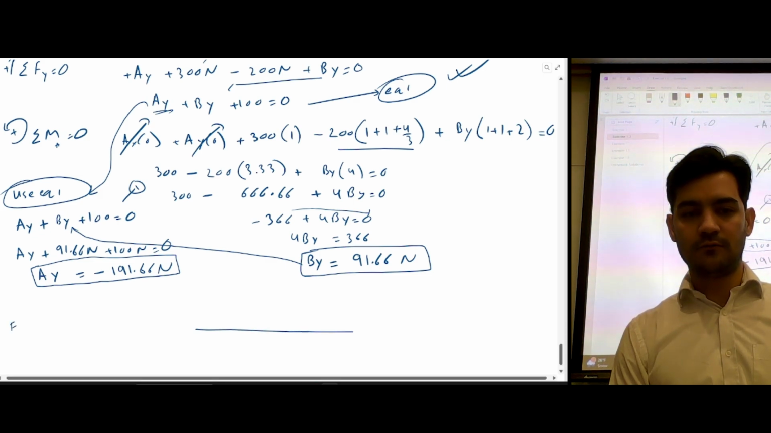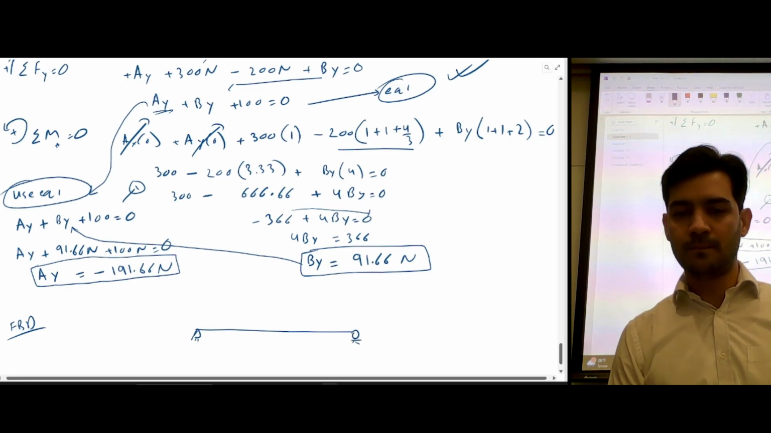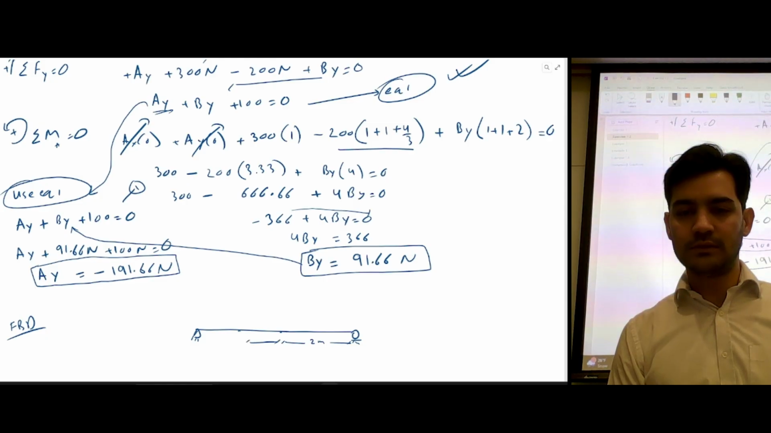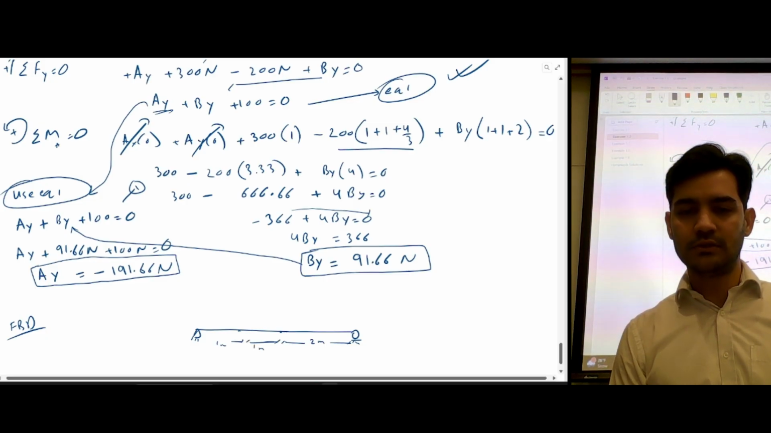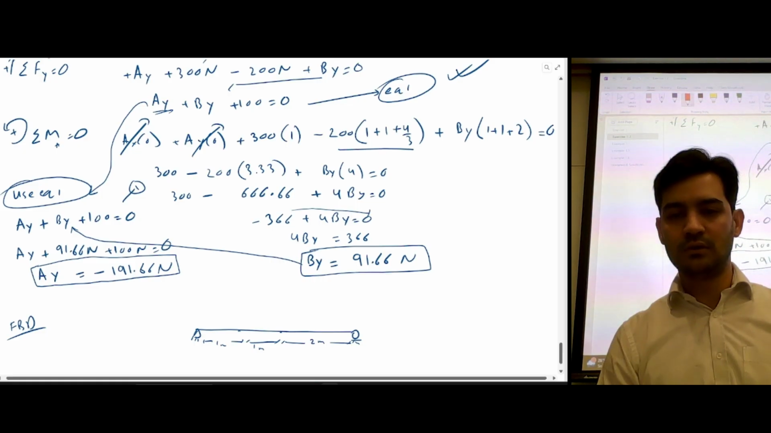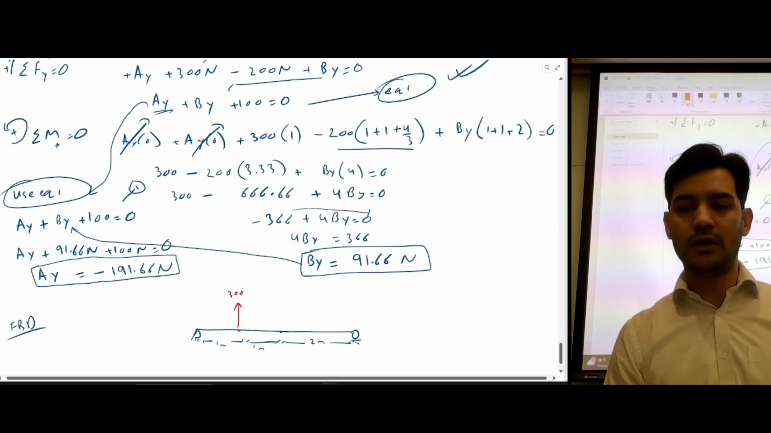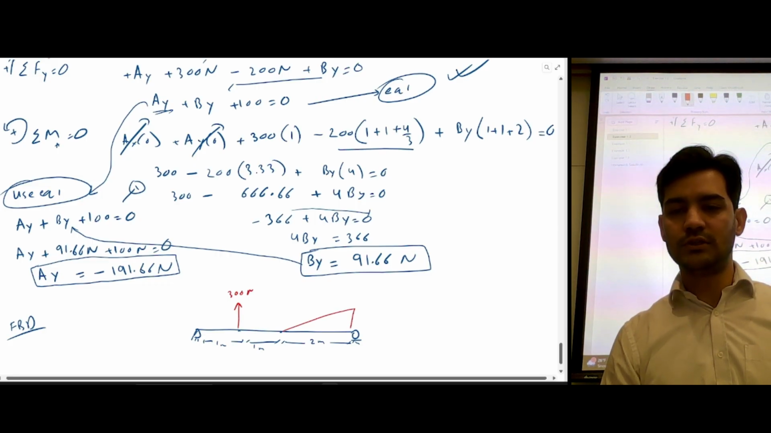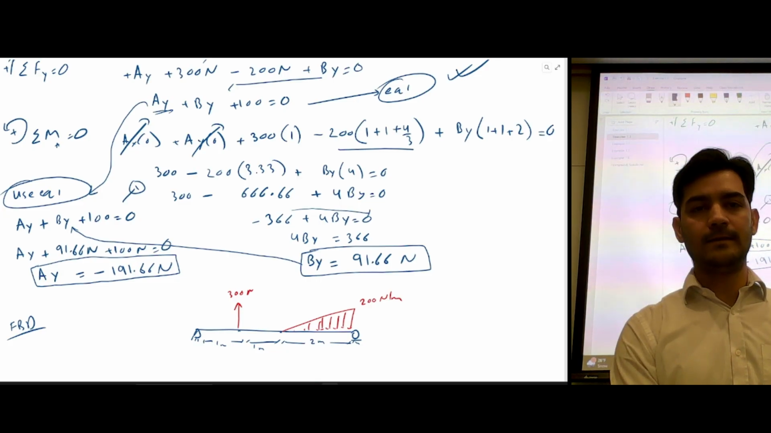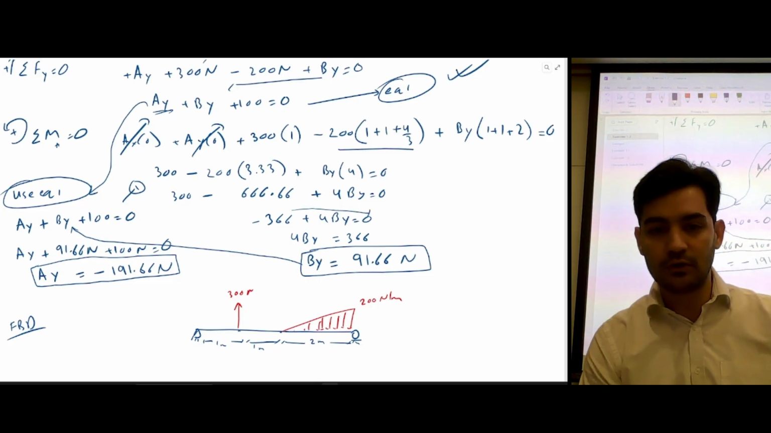So I'm going to draw a free body diagram again. We had a simply supported beam. This distance is 2 meters. This distance is 1 meter. This distance is also 1 meter. We had two external loads. One was 300 Newton. Another one was a distributed triangular load with 200 Newton per meter. And as reaction loads, this is what we got.